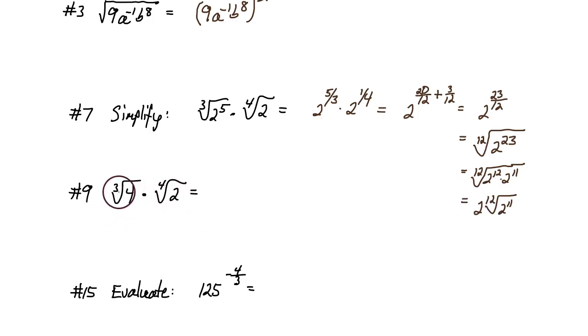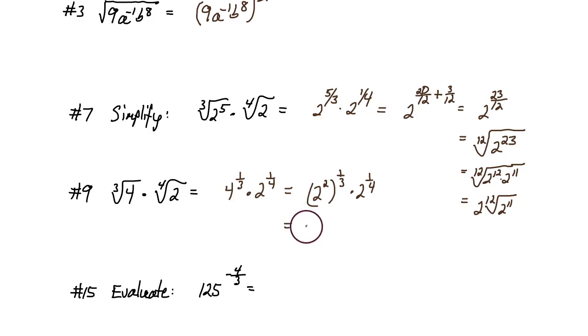Number 9, we have a third root and a fourth root. So again, the indexes don't match each other. Let's rewrite these in their exponential form. So this is 4 to the 1/3 power times 2 to the 1/4 power. Now the bases don't match, so we can't add the exponents yet. Let's rewrite this as 2 squared to the 1/3 power times 2 to the 1/4 power. I'm taking the number 4 and writing it as 2 squared.